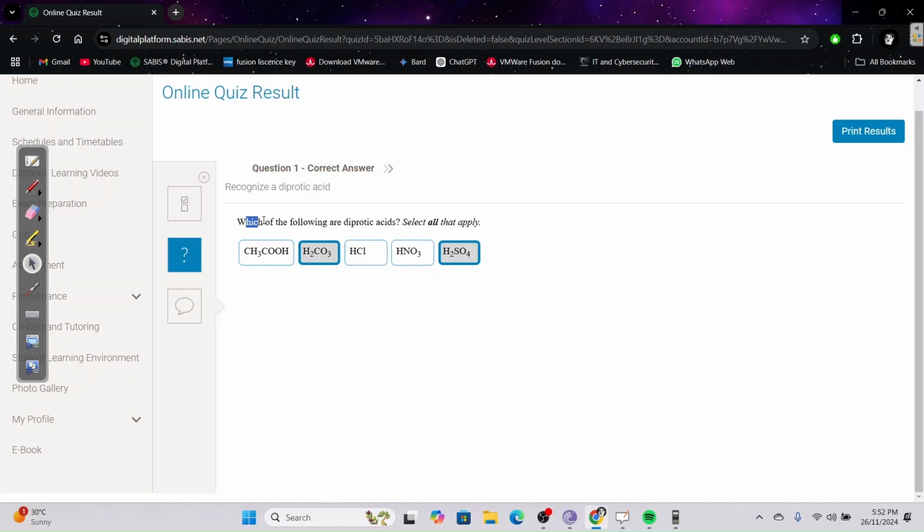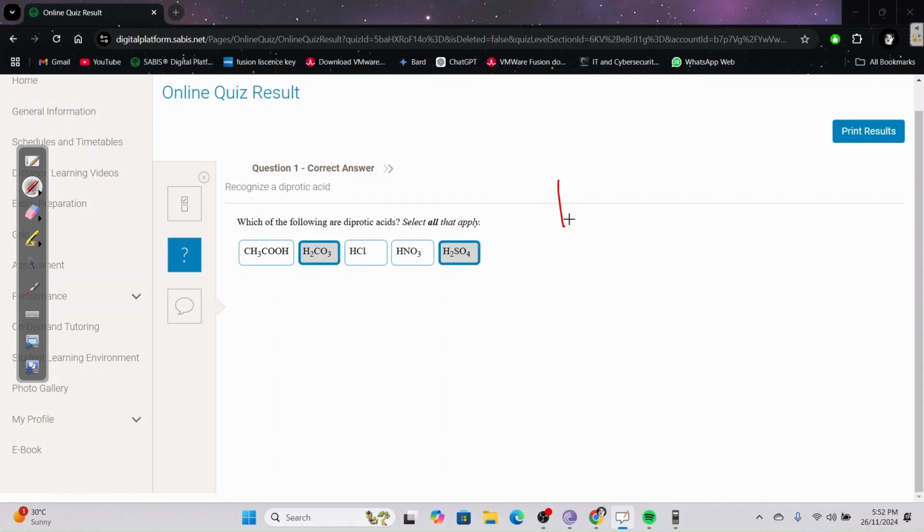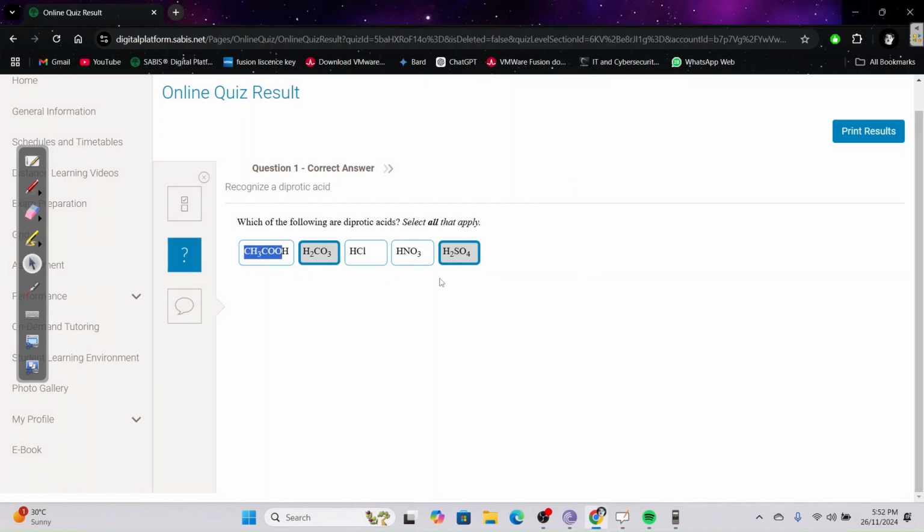Recognize a diprotic acid. Which of the following are diprotic acids? A diprotic acid is something that has two hydrogens. So maybe H2S, maybe H2SO4, maybe hydrogen carbonate, whatever. You just look for whichever one has H2. This one has H3, so no. This one has one H, and this one has one H. These two have two hydrogen atoms. So H2CO3 and H2SO4 are your answers.